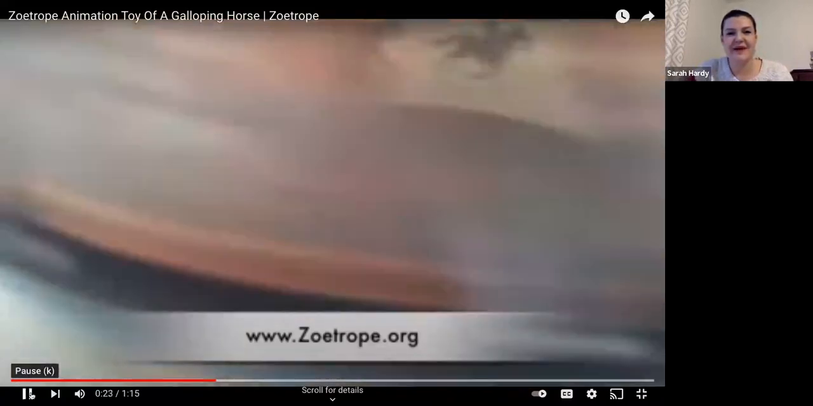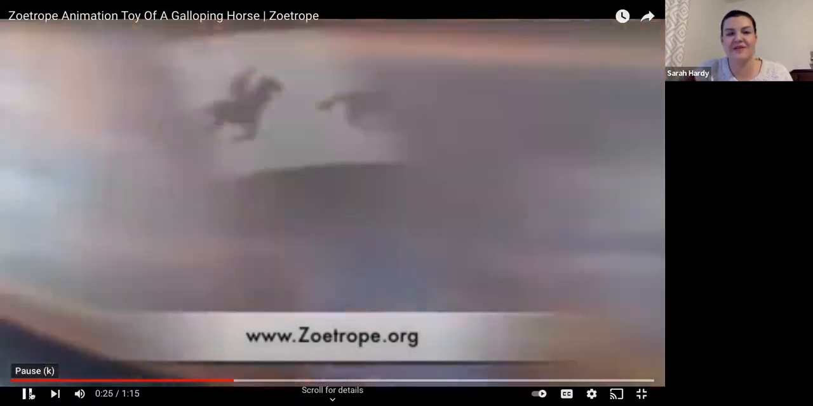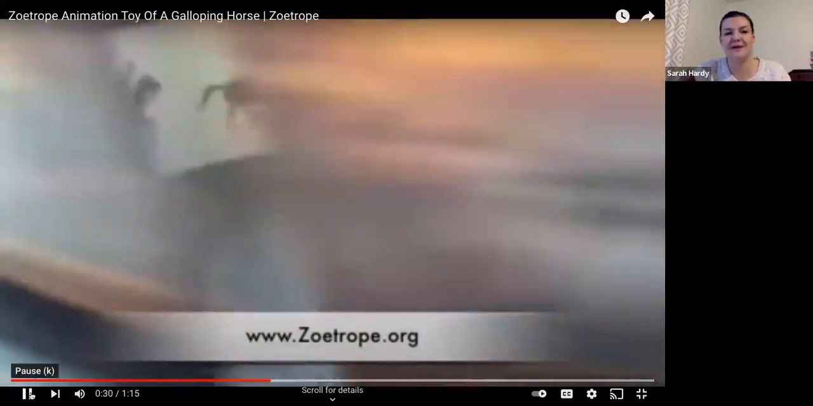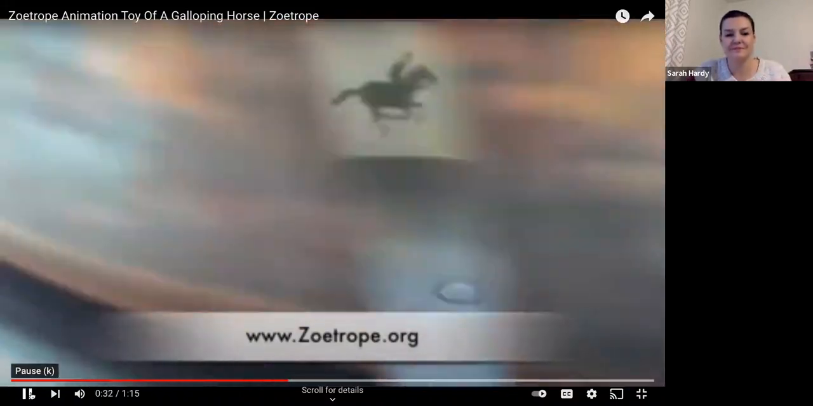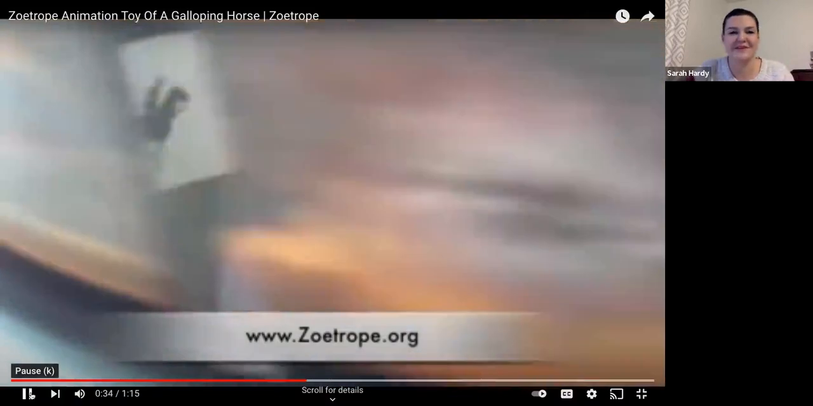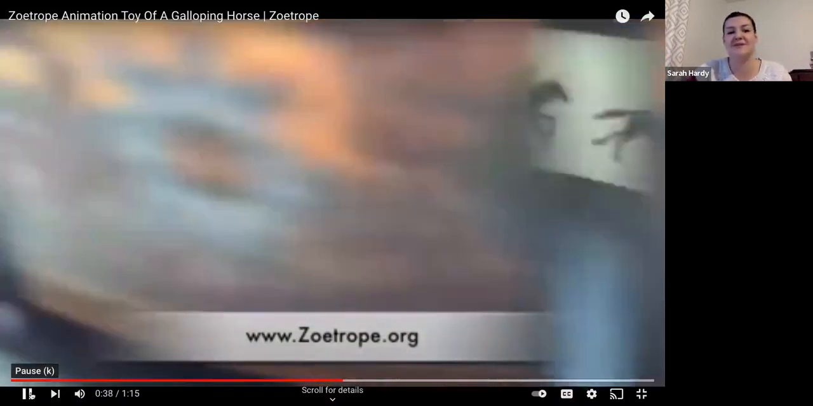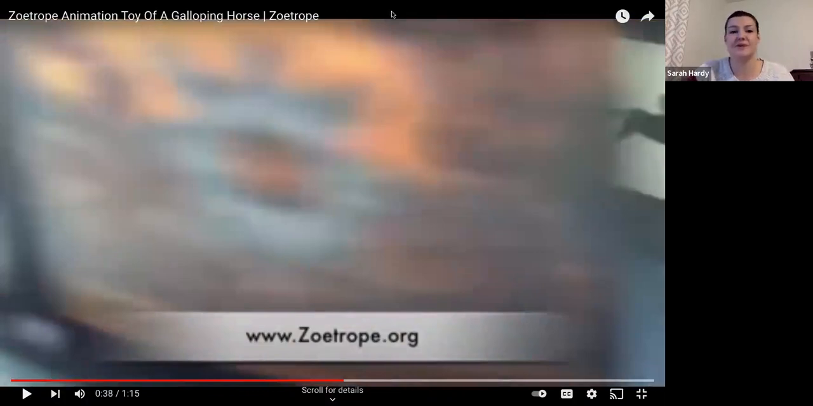So you can see what we have here is a strip with lots of still images, and when they're put into this round drum-like tool, as she said on the video, you can see that it tricks the eye into creating a moving image. So one of the first examples of almost that flickbooks technology, which were also quite popular in this period.